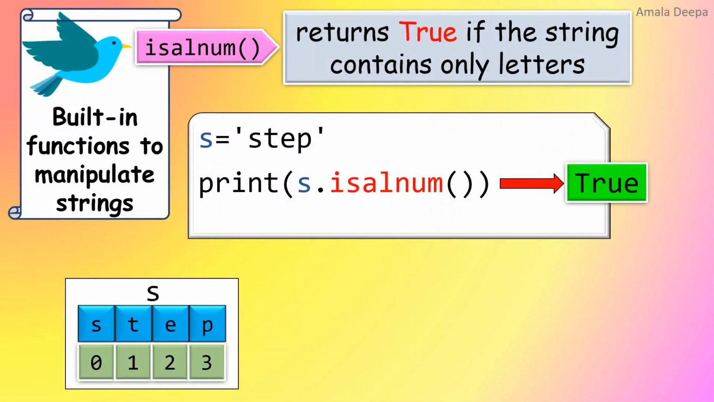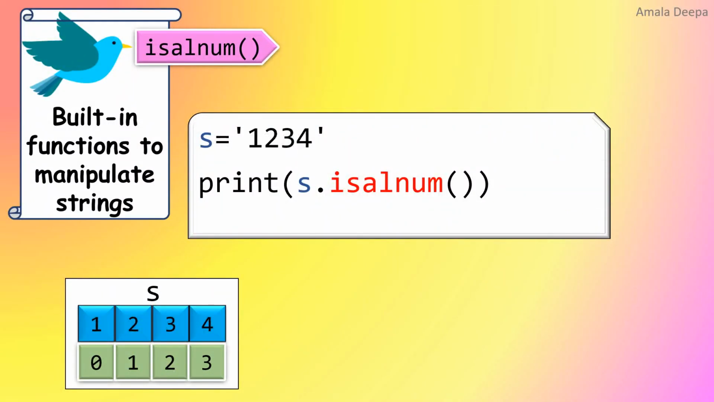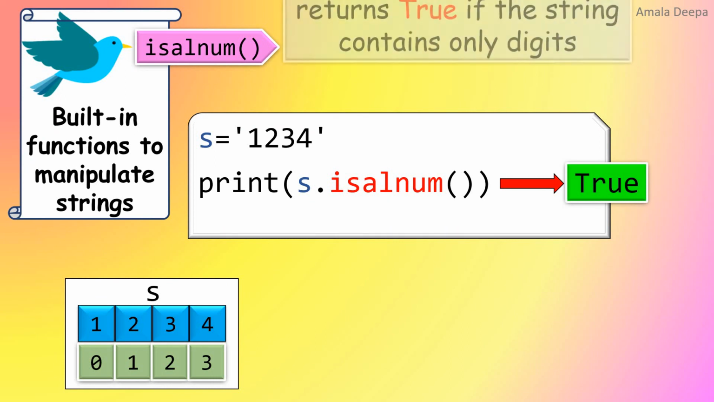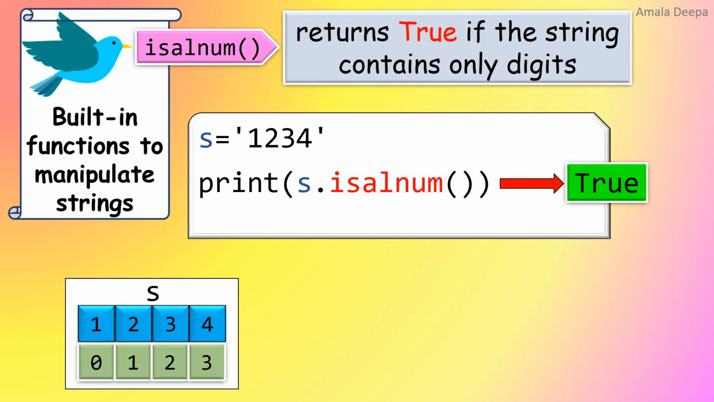What if the string contains only digits? S is equal to 1, 2, 3, 4. Now the string contains only digits. Print S dot isalnum. Now also the output is true. So isalnum function returns true if the string contains only digits.